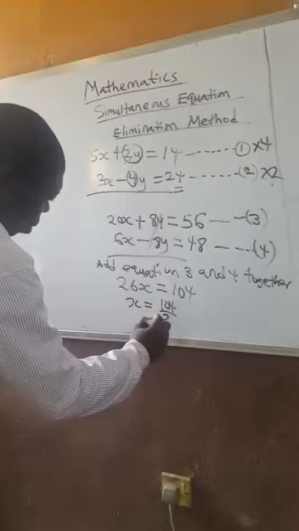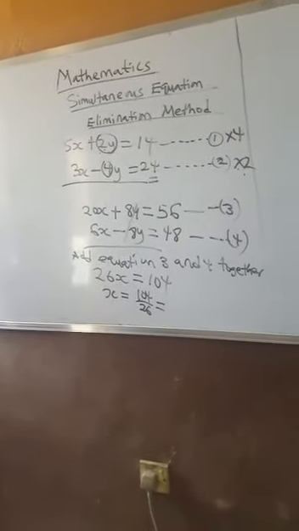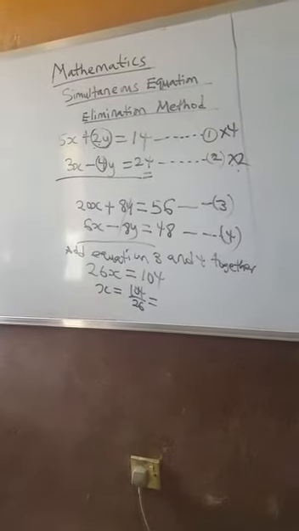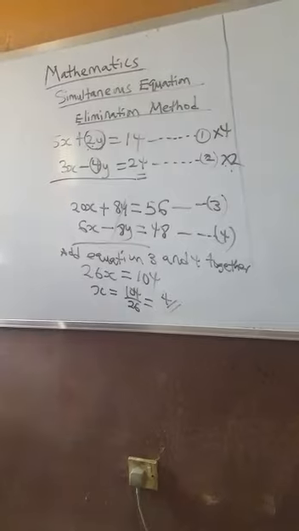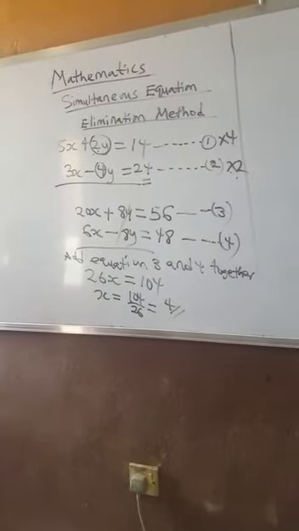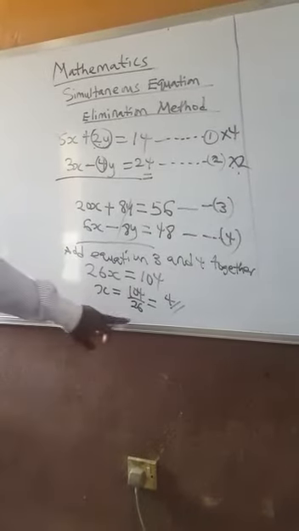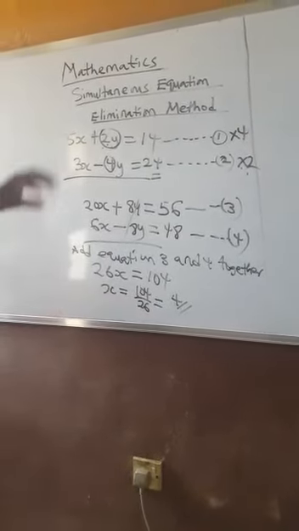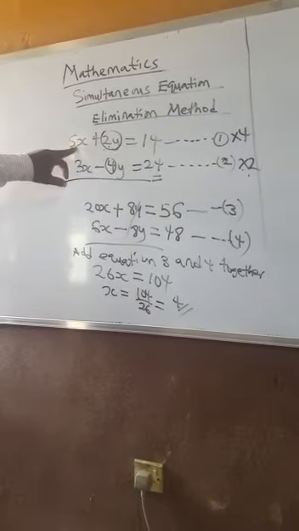Then to get the value of x, you divide both sides by 26. Then you have 104 over 26. 104 over 26 gives you 4, because if you multiply 26 times 4, you will arrive at 104. So we succeeded in getting x to be 4. So we are getting one of our unknowns, that is x.